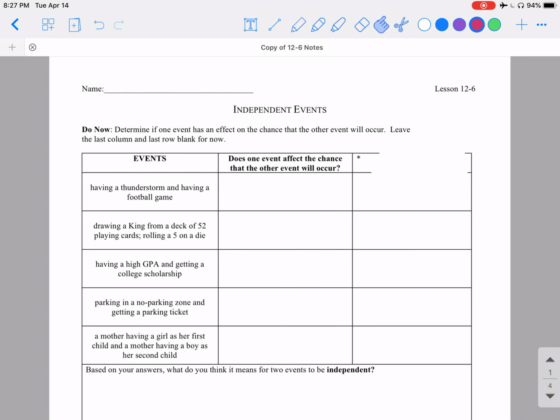Hi everyone, today we'll be learning about independent events. So to start with this do now, we want to determine if one event has an effect on the chance that the other event will occur.